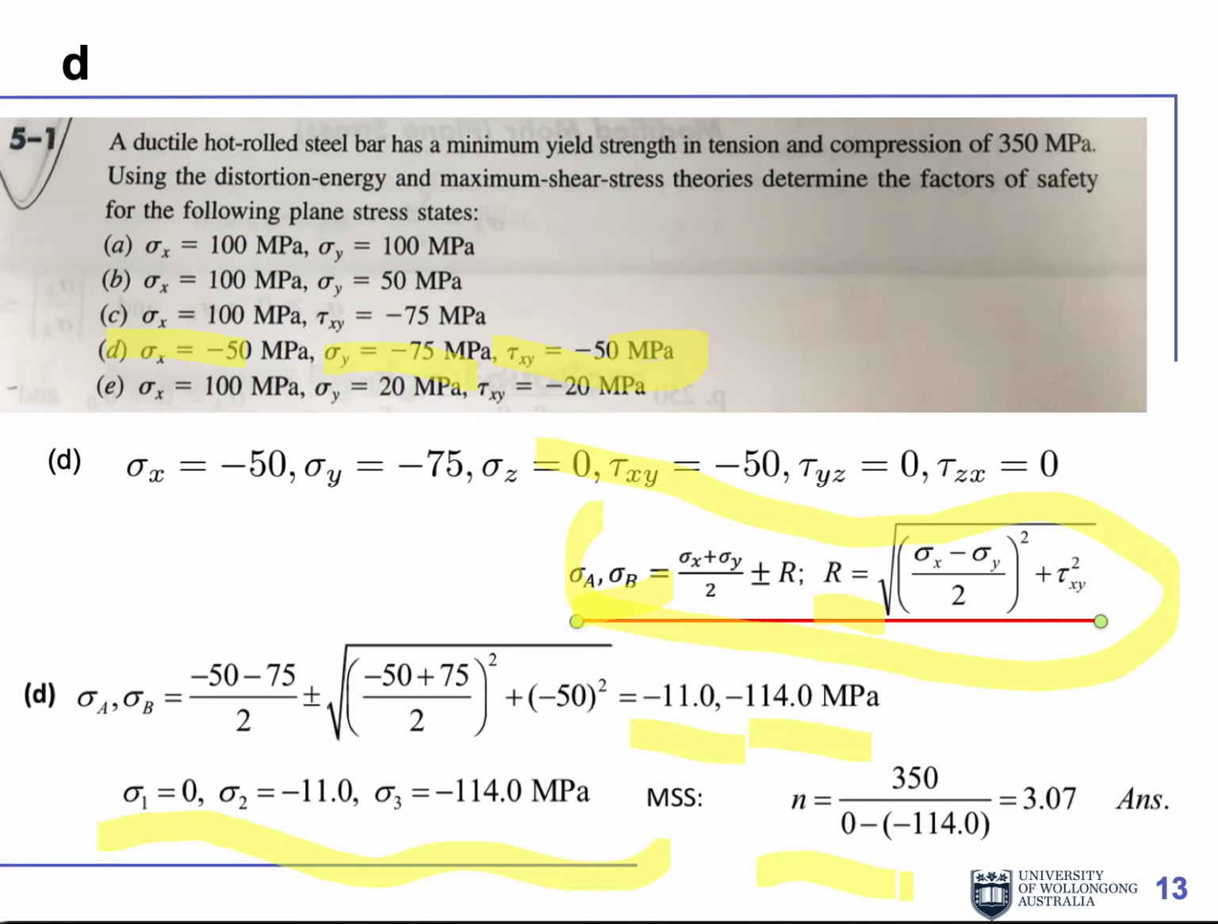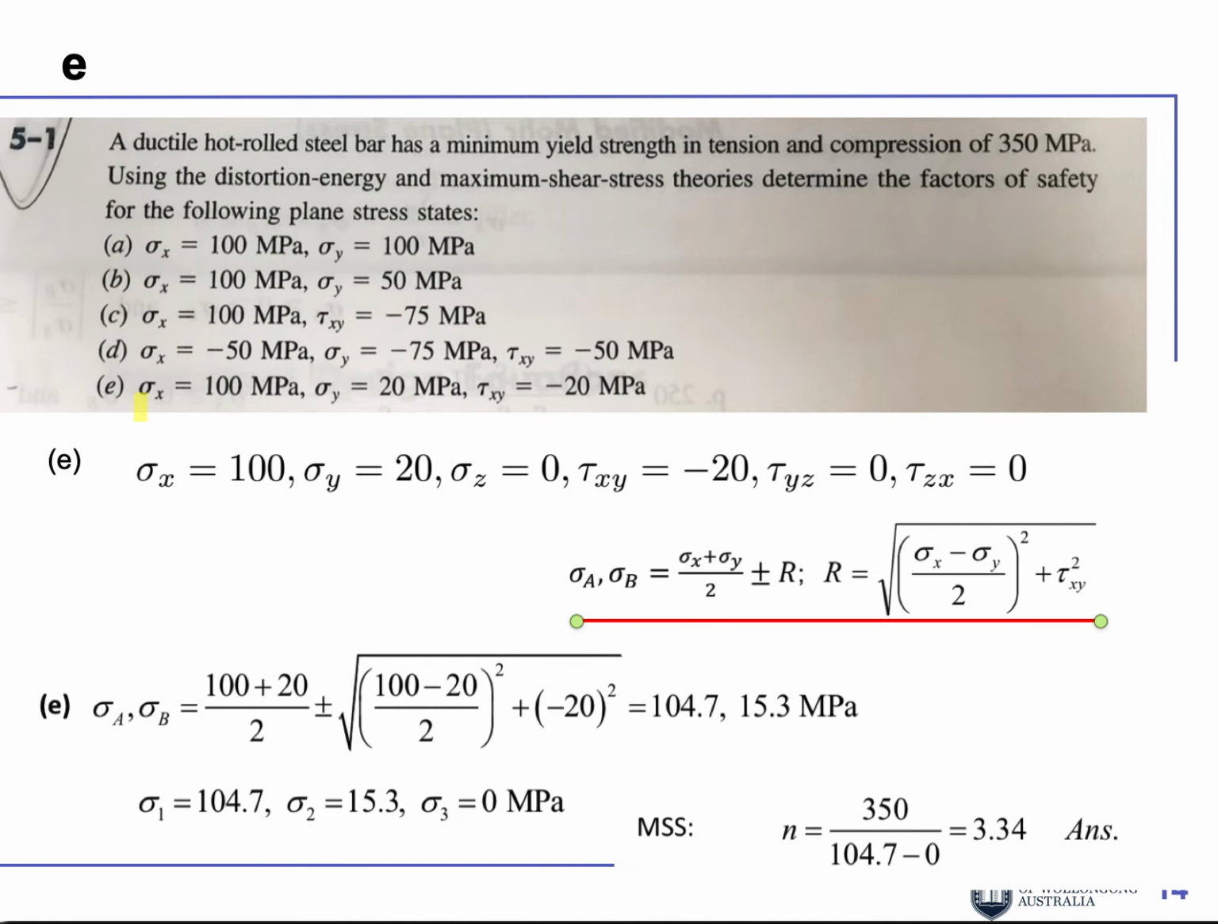So the factor of safety is equal to yield stress over sigma 1 minus sigma 3. Okay, so the negative doesn't matter in here. So that's question D.